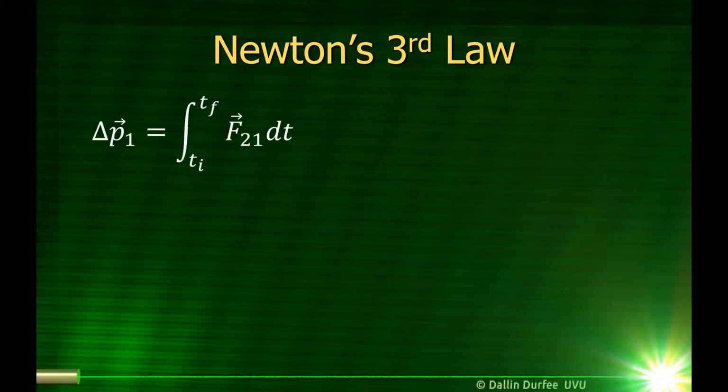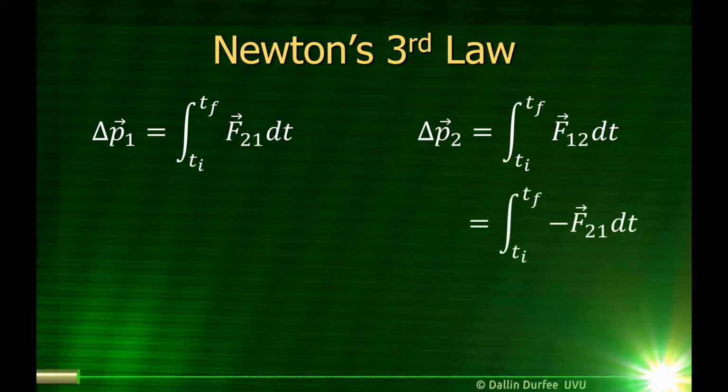The change of the momentum of object 1 due to this interaction is just the integral with respect to time of the force of object 2 on object 1. The change in momentum of object 2 is just the integral of force of object 1 on object 2. But Newton's third law says that the forces on these two objects are equal and opposite. The force of 2 on 1 is equal to negative the force of 1 on 2, so the force of 1 on 2 is equal to negative force 2 on 1.